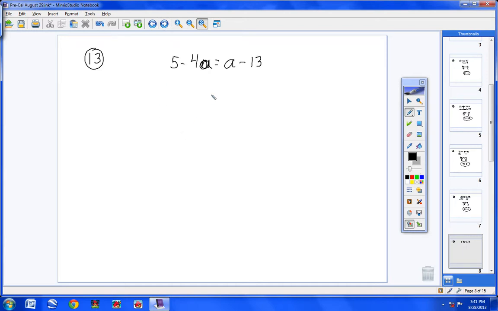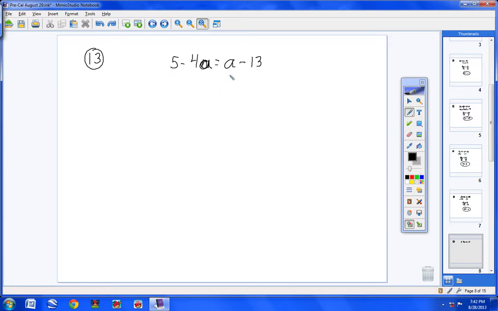Let's continue on to number 13. These are unlike terms, so you cannot simplify or combine them. These are unlike terms, so you cannot combine them. So we cannot simplify either side. So moving on to step 2, I like to get all my a's, or my variables, on one side, and all my constant terms on the other.